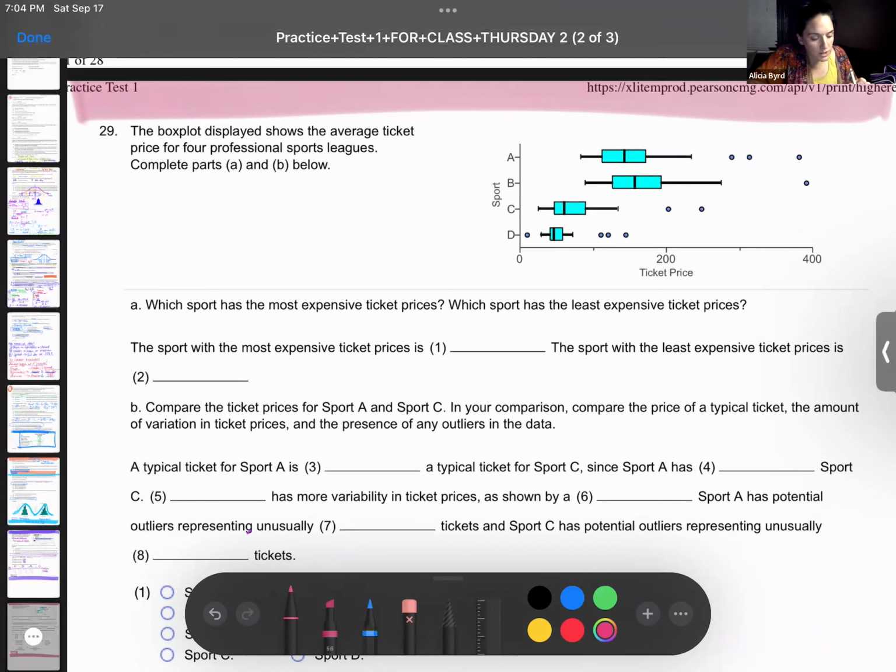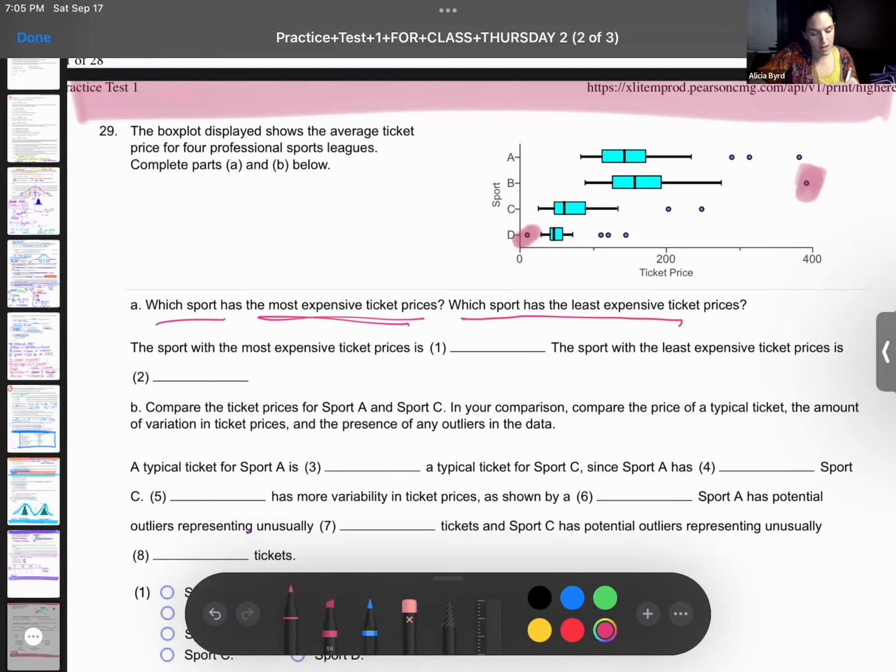So for part A, which sport has the most expensive, and which sport has the least expensive? If we're looking at this, this is just talking about which is the most and least. The most expensive ticket is going to be that one, right? That's the highest cost. That is B. And then what's the least? The least is this little outlier over here. So that would be D.